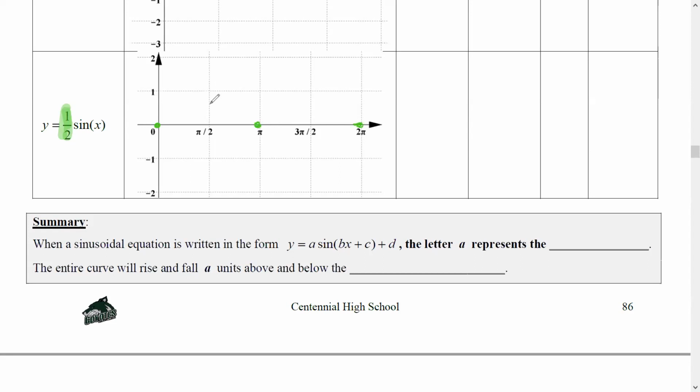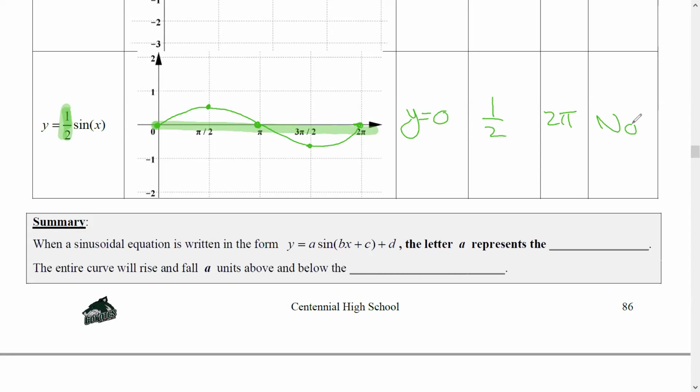This one is only going to go up a half and down a half from my midline. There's my midline, or my median line, or my average line, whatever makes you happy. So y equals 0, a half, 2 pi.